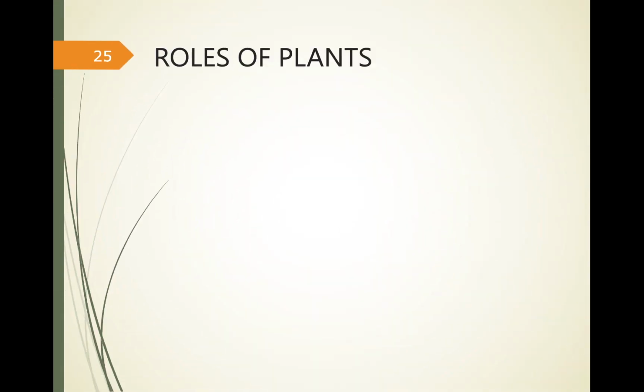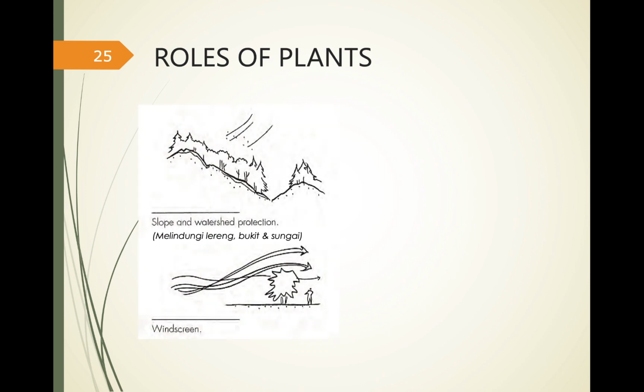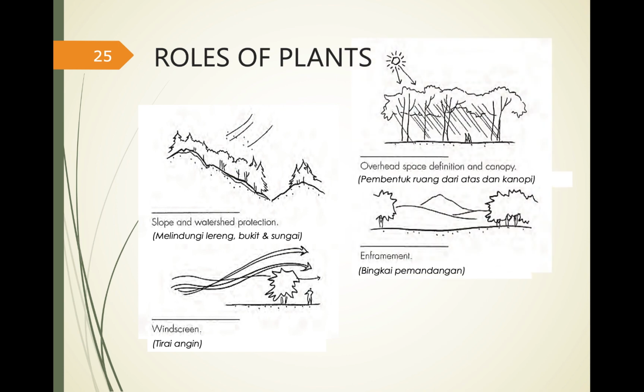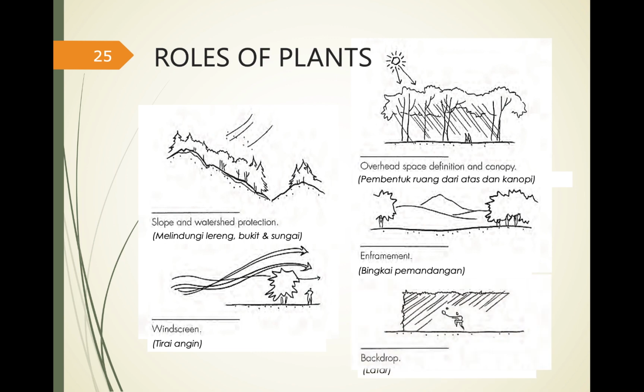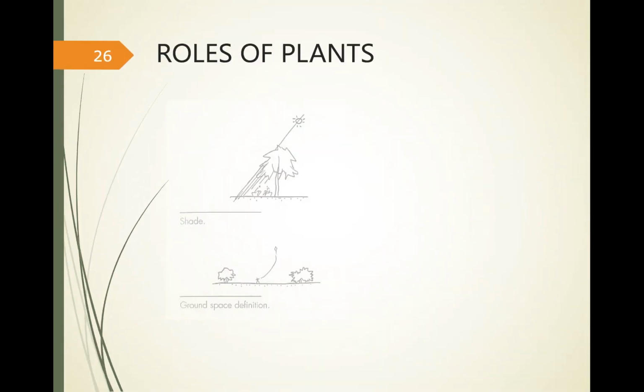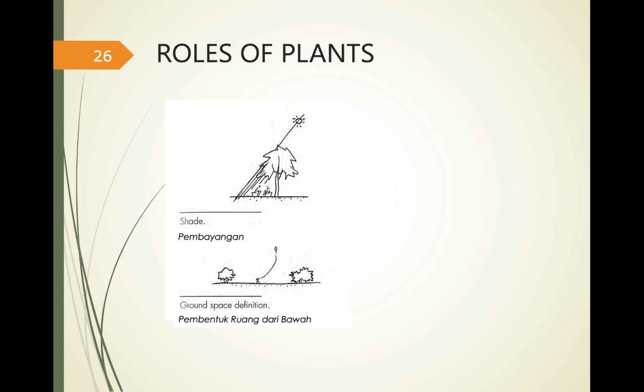These are several illustrations from the book Landscape Architecture that inform about the roles of plants. For example, the role of protecting slopes and watersheds. Plants can act as a windscreen, give shelter by acting as an overhead plane or canopy. Plants can strengthen the view and act as a backdrop. Plants can give shade. Plants can make a volume by acting as a base plane or dividing the ground space.